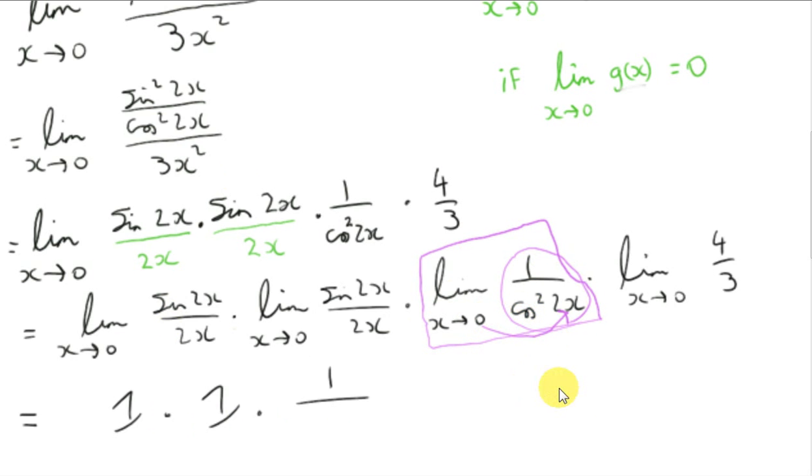Well, cos of 0 is 1, so obviously cos squared 0 is 1. Okay, if you plug 0 in for x, you get 2 times 0 is 0. The cos of 0 is 1, the cos squared of 0 is 1, so we get 1 divided by 1. And finally we have the limit of a constant. Well, that's just equal to the constant, which is 4/3 in this case. So our answer is 4/3.